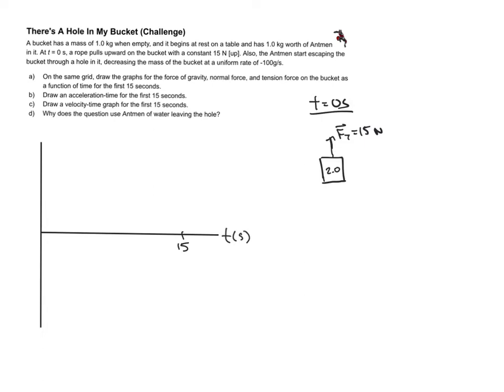So that graph's actually going to be the easiest one. It's just going to be a horizontal line at 15 newtons. But let's calculate some gravity here. So gravity, m times g. So it's 2 kilograms at this point in time, times 9.8, giving us 19.6 newtons. So that's a bit longer. I'm going to draw a bit longer arrow compared to 15 newtons.